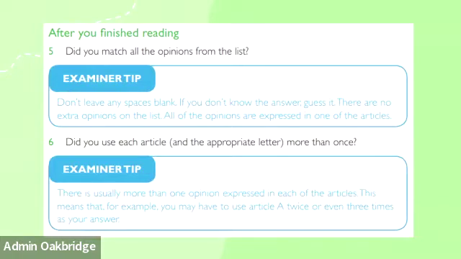So even if you don't know the answer, try to guess it, okay? There are no extra opinions on the list, okay? All the opinions are expressed in one of the articles. So any of the 4, the answer is there, all right? And there's usually more than 1 opinion expressed in each of the articles. So that means you may have to use article A twice or even 3 times as your answer.